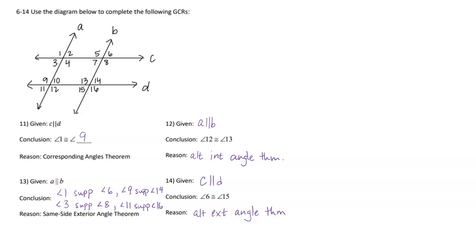Number 14, because 6 and 15 are both on the transversal B, we know that C and D are parallel. Those are alternate exterior angles.